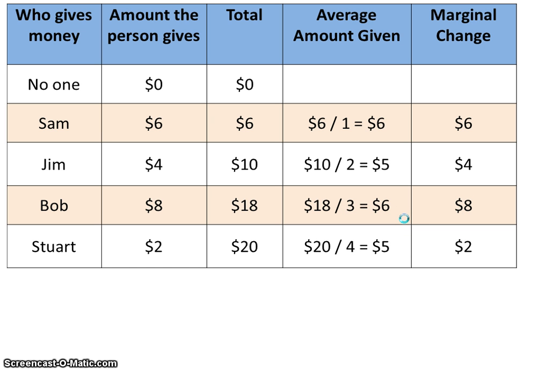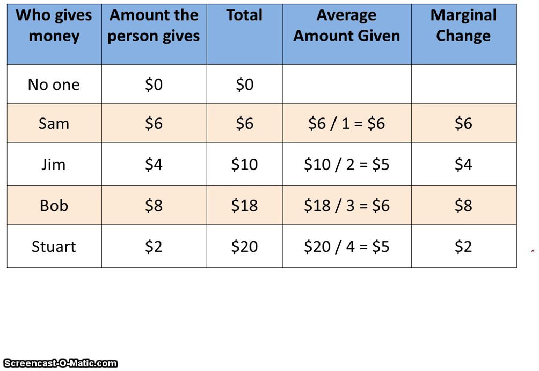Stuart gives the least. He moves the total up to $20, and now we're going to divide that total by 4 to get our average, and we can see that our average for the whole group, like we calculated earlier, is $5. Stuart's marginal contribution, like we calculated earlier, is $2.